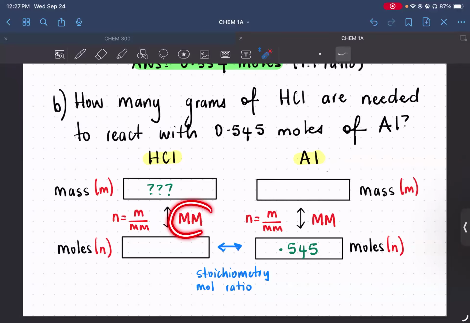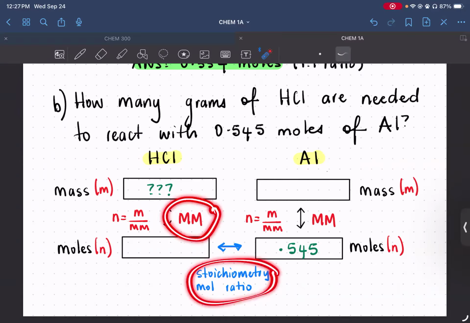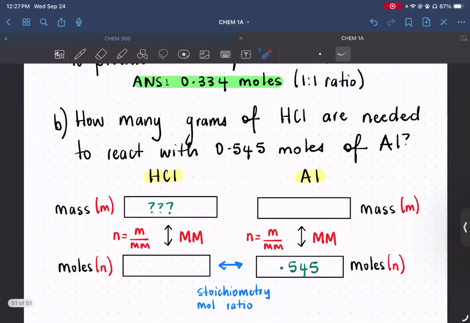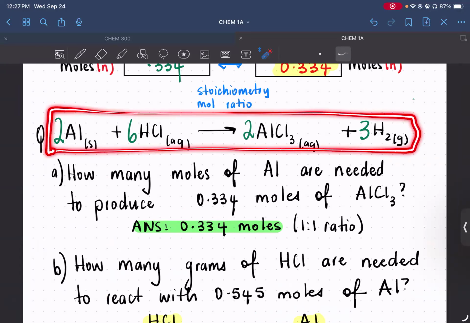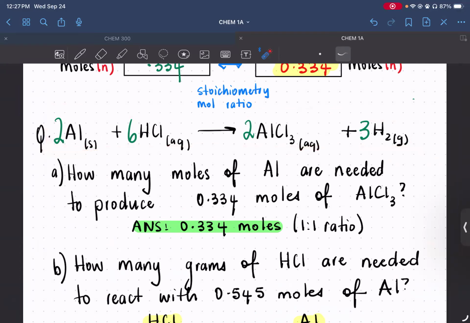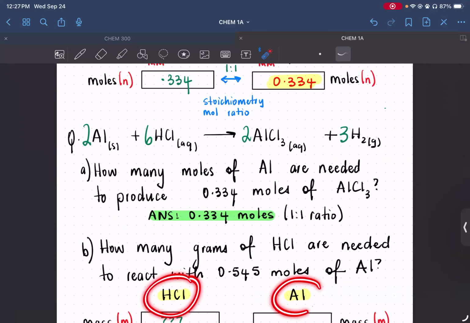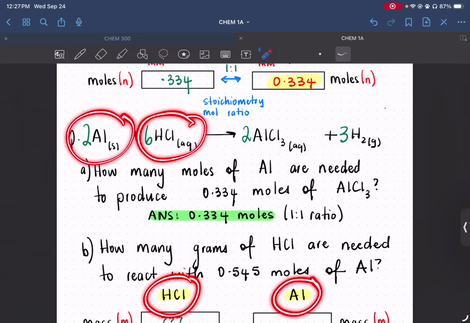So right now, before we start any real serious calculations, we're going to first identify the mole ratio. Then we're going to quickly calculate the molar mass. Starting with the stoichiometry, remember, we've already balanced the equation. That was something we did from the very beginning. So we've already balanced it. We're focused here on HCl and aluminum.